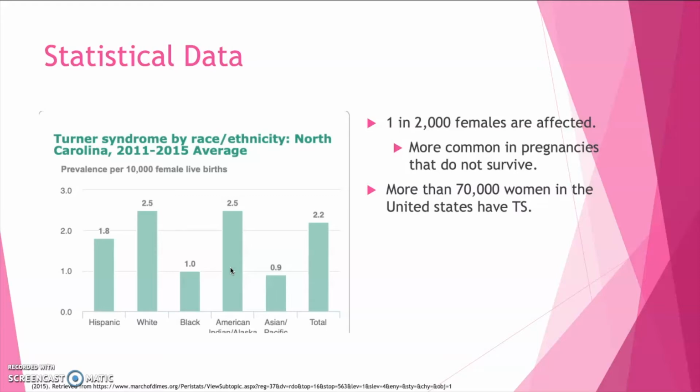In North Carolina, the races less susceptible to Turner syndrome are African Americans and Asians, with an average of 0.9 to 1 per every 10,000 female live births. In North Carolina, the average is 2.2 people per every 10,000 female live births. More than 70,000 women in the United States have Turner syndrome.